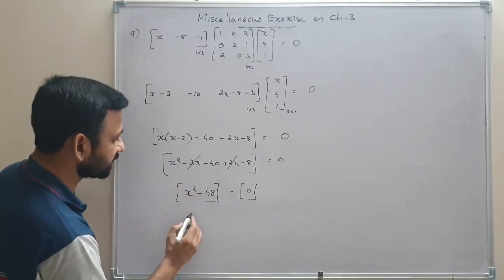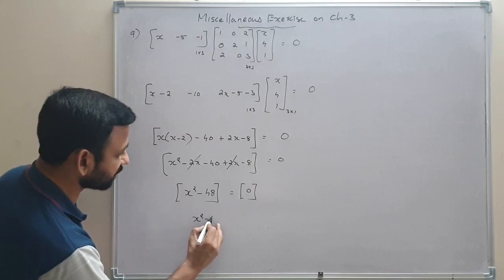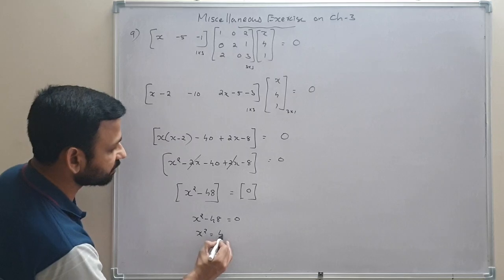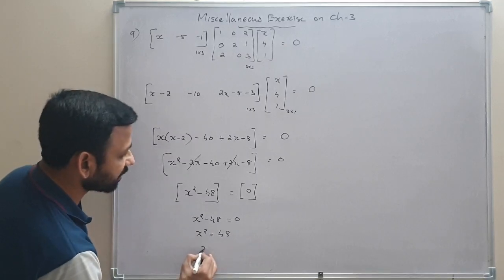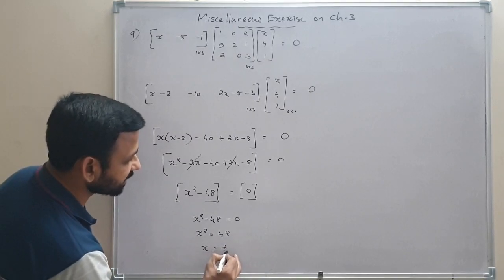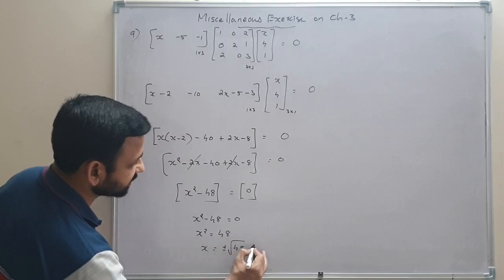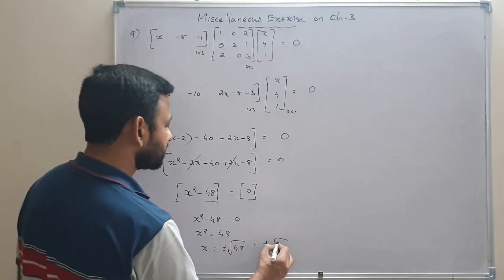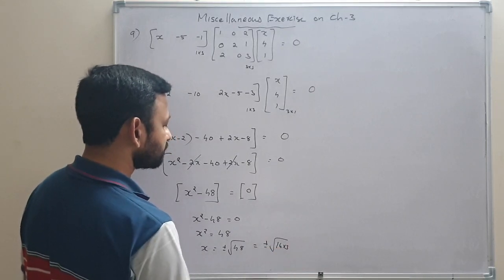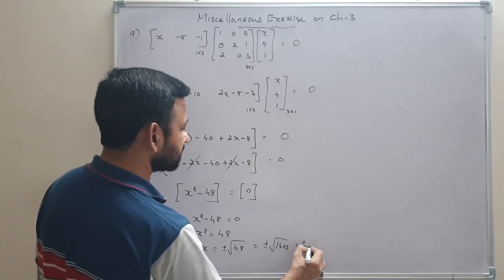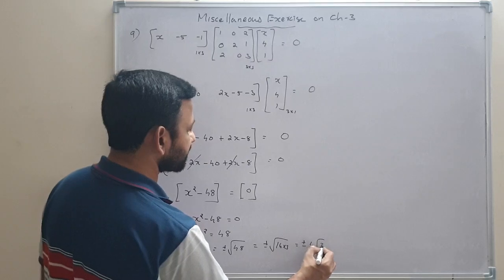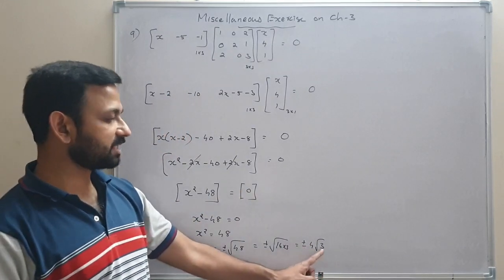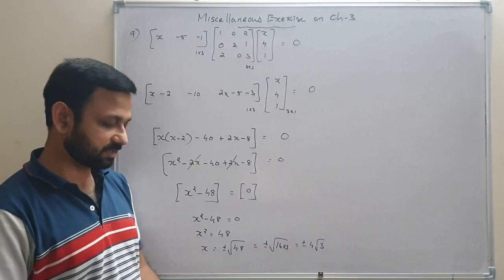So the corresponding elements are equal. So we can write therefore x square minus 48 equal to 0. Therefore x square is equal to 48, or x is equal to plus or minus square root of 48. That is equal to plus or minus square root of 16 into 3. That is plus or minus 4 square root of 3. We can take that 16 outside the radical. So plus or minus 4 root 3. That is the answer.